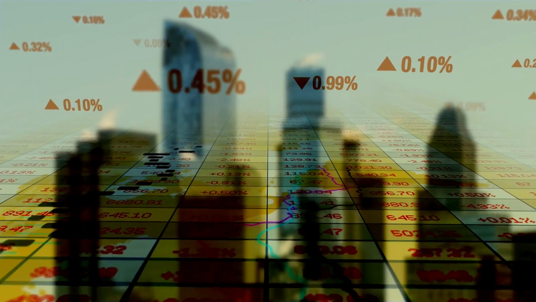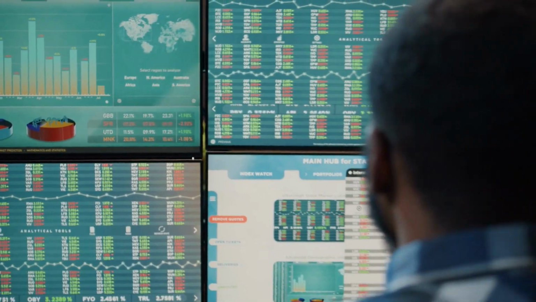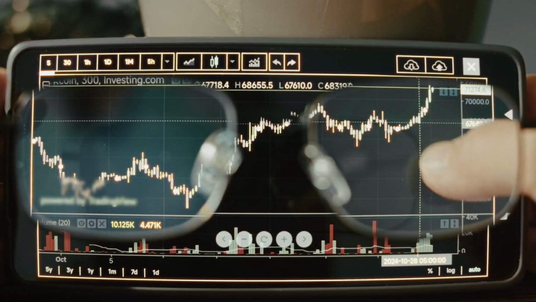There are plenty of free platforms like TradingView or Yahoo Finance where you can practice reading charts without spending a dime. These tools are user-friendly and perfect for beginners.